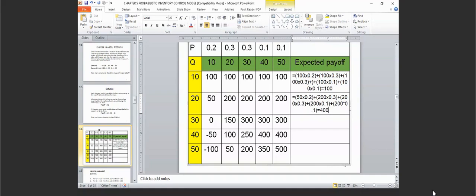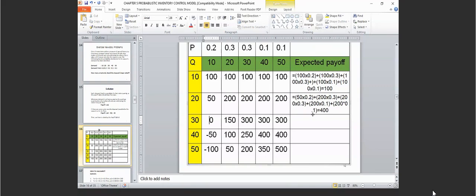So we need to calculate all the expected payoff for each of the probability of demand, based on the expected profit and the probability of demand that we have.